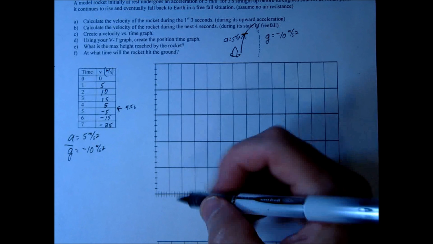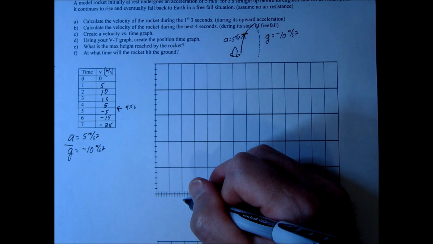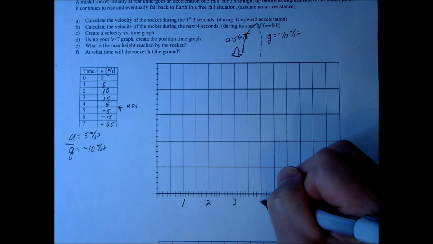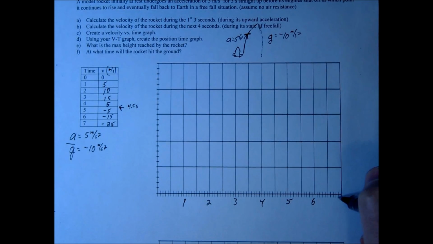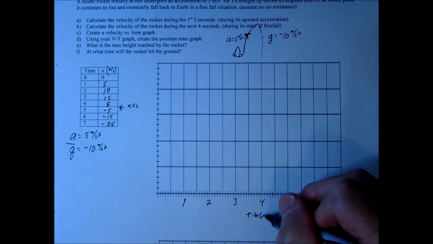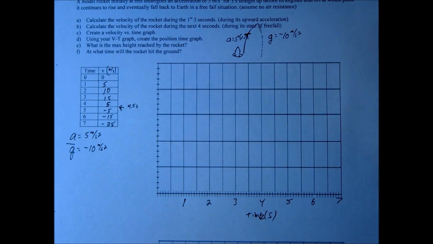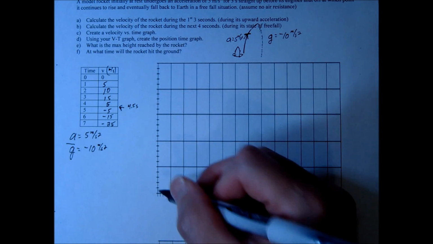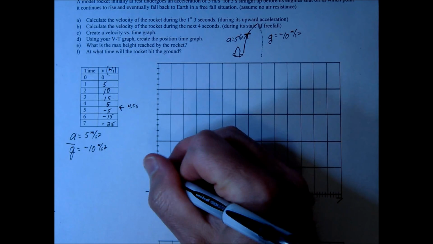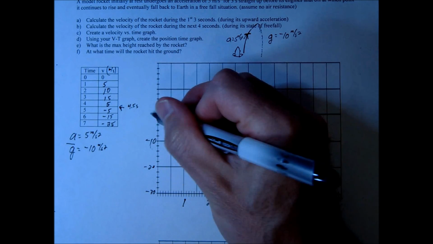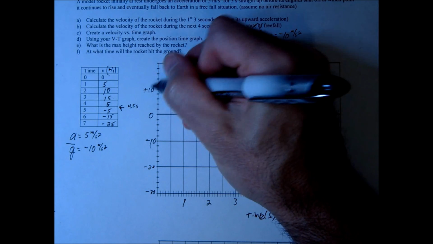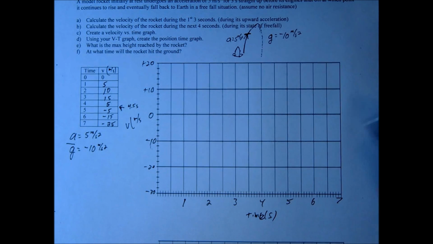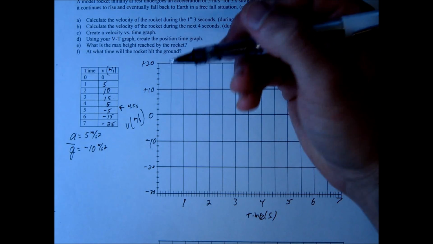Let's go ahead and construct our graph at this point. So we're going to go 1, 2, 3, 4, 5, 6, 7. This is our time over here. And our velocity, we are going negative, so probably we go down to -25. Let's start at -30, -20, -10, 0, +10, and +20. This would be our velocity side. Okay, and then just go ahead and plot your points.